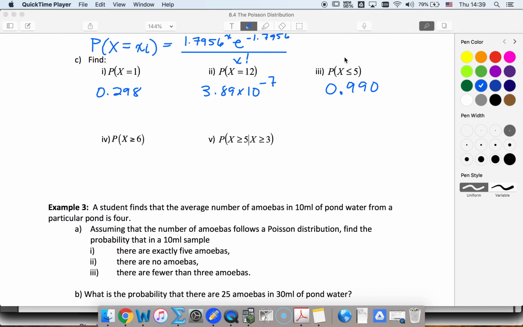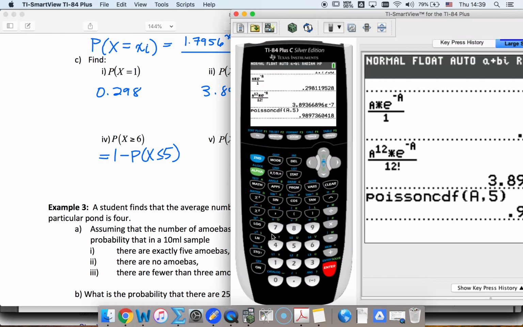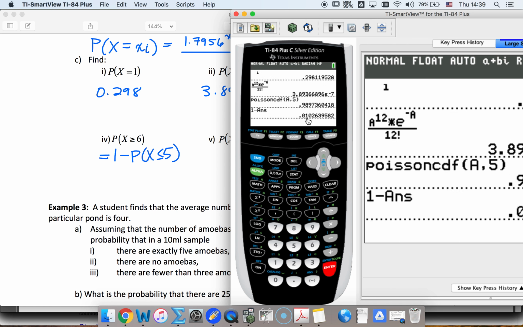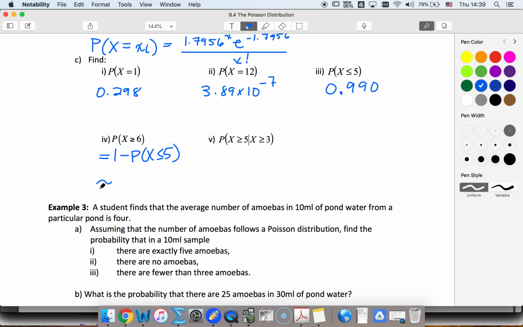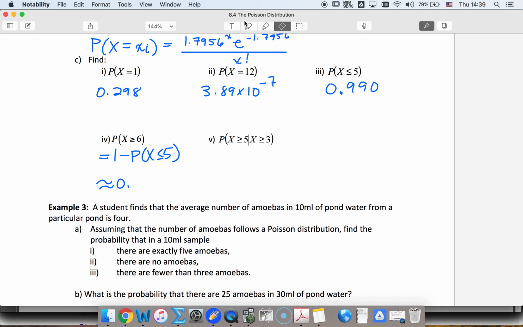Given that I just calculated probability that x is less than or equal to 5, it's very easy for me to calculate x is greater than or equal to 6. I know that the Poisson distribution takes the values from 0 up to infinity. So probability that x is greater than or equal to 6, that's just going to be 1 minus the probability that it's less than or equal to 5. So I'll take 1 minus my previous answer. And I'll get 0.010.